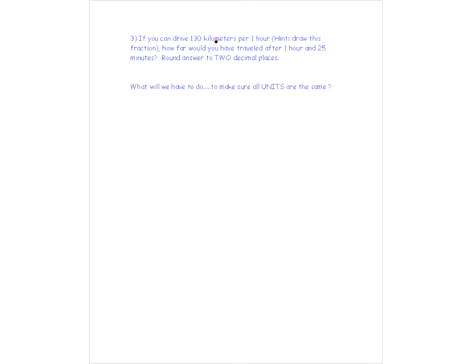Okay, so the next question says, if you can drive 130 kilometers per hour, and then it says, hint, draw this fraction. Okay, so we know that so far. How far would you have traveled after 1 hour and 25 minutes? Round your answer to 2 decimal places. So the first question I have for you guys is, what will you have to do to make sure your units are all the same? Just have a look at the question and see what you're going to have to do so your units are all the same.